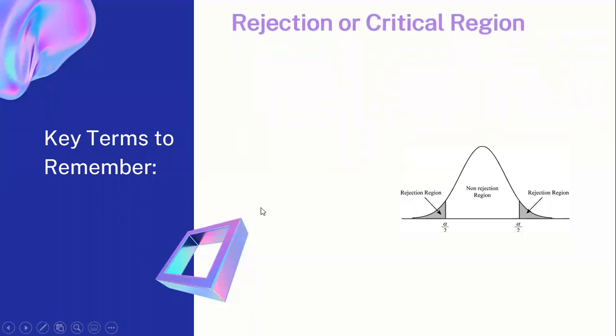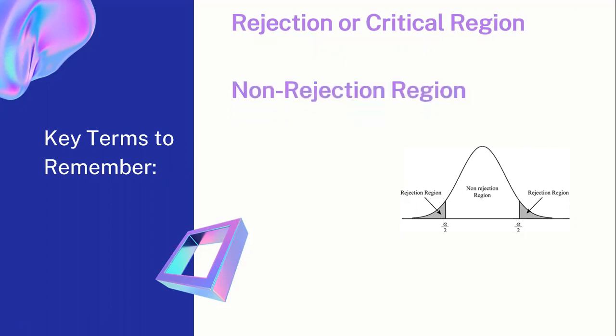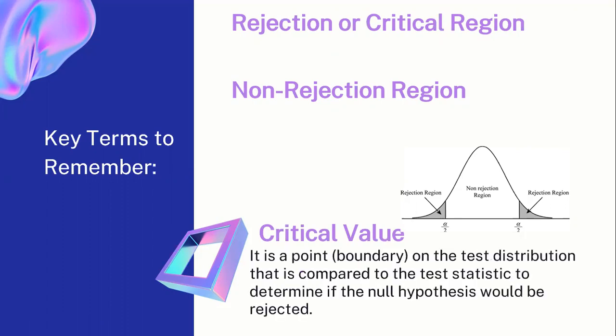Let's have the next words. We have the rejection or critical region. And of course, if we have the rejection region, there must be a non-rejection region. And what is this critical value that we are mentioning? A critical value is a point or the boundary in the test distribution that is compared to the test statistic to determine if the null hypothesis would be rejected. With our illustration, your critical value is the value by which you will have this boundary.